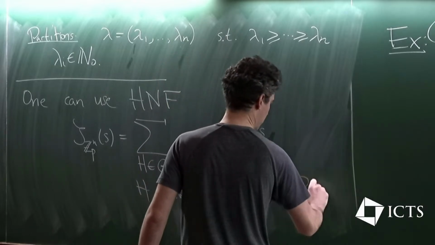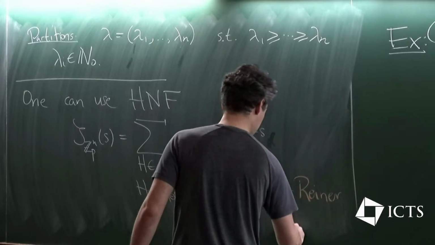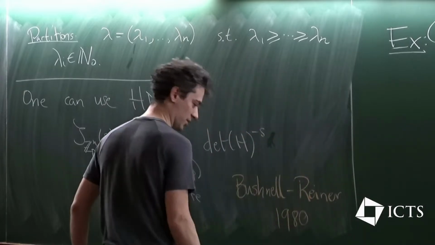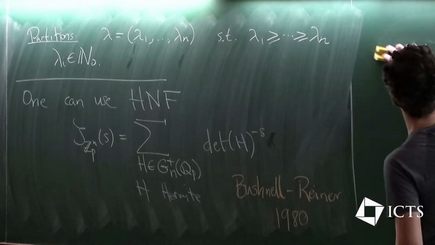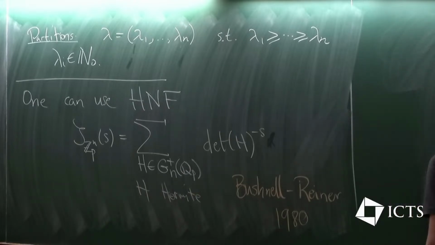Bushnell and Reiner in 1980. Okay, so they computed the subgroup zeta function for Z_p^n, basically counting by Hermite normal forms. They did more things as well.